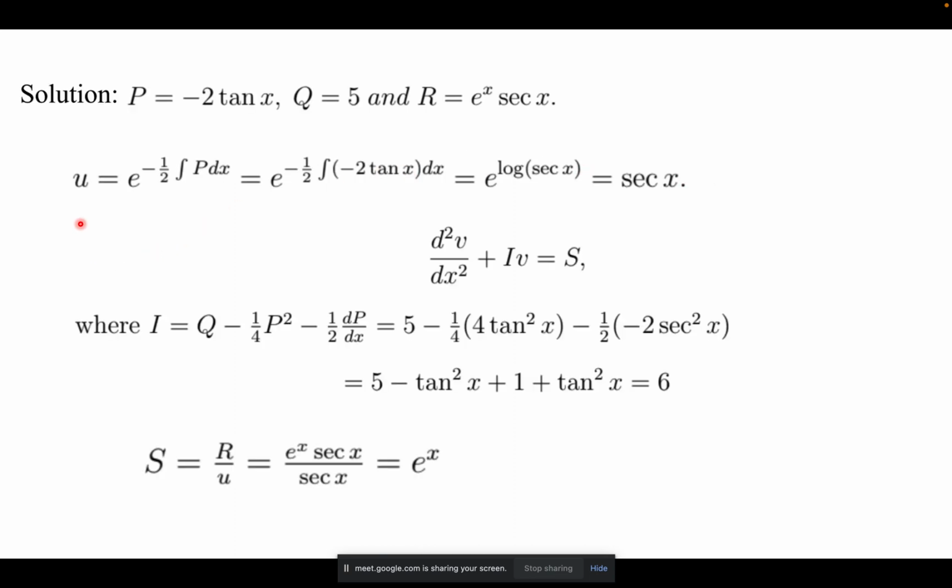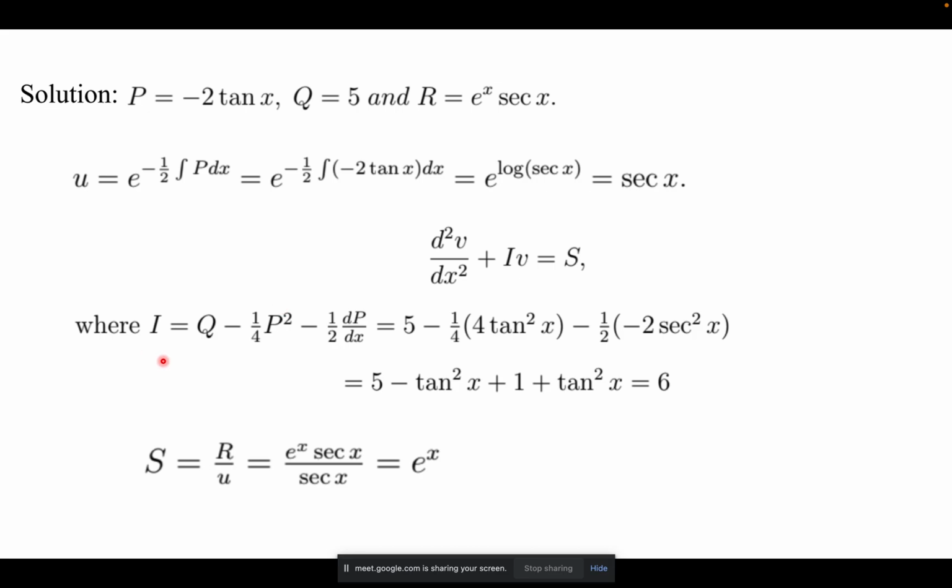So what you need to do now is calculate the value of u, right? The value of u is e power minus half integral of p dx, and the value of p is minus 2 tan x. From here you can easily calculate the value of u. So the value of u is sec x, and as I told you, the normal form of the general differential equation can be written like this, where you can now calculate the values of I and s.